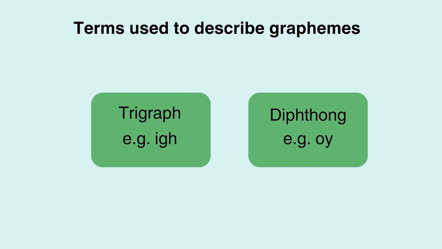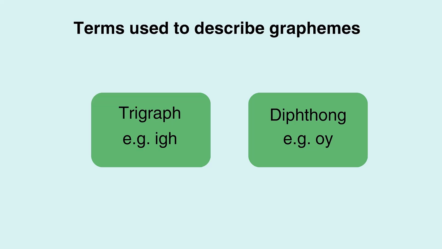Other terms used to describe graphemes are trigraph or diphthong. A trigraph is a grapheme made up of three letters that make one sound. IGH as in high, or TCH as in catch. A diphthong describes a sound formed by combining two vowels in a single syllable. The sound begins as one vowel sound and moves towards another.